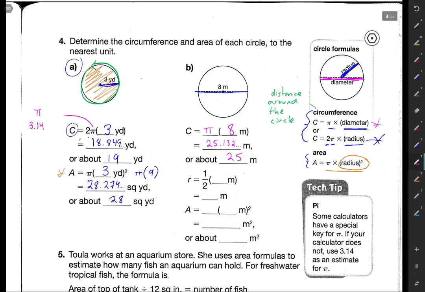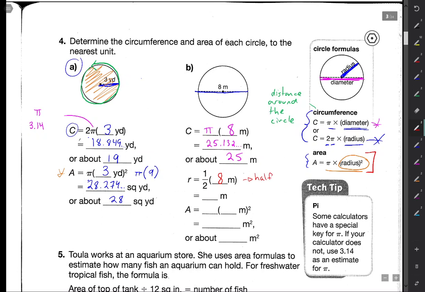Next, we need to find the area, but if you remember from the area formula, we need the radius of the circle to do that. So let's start off with finding the radius, r. So r is equal to half of the diameter. So we're going to do 1/2 times 8.